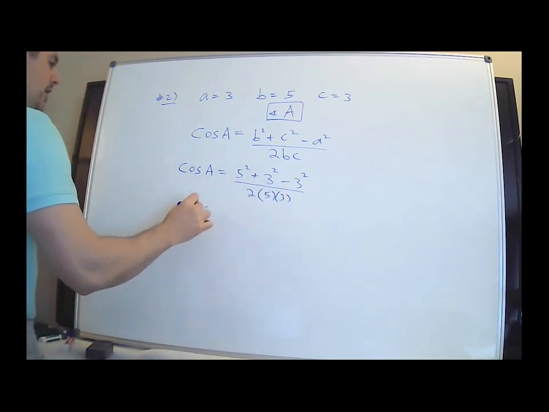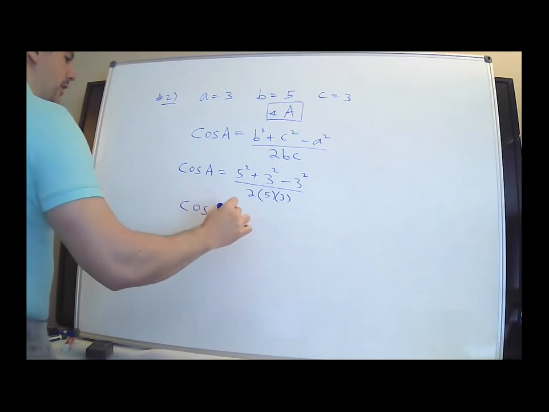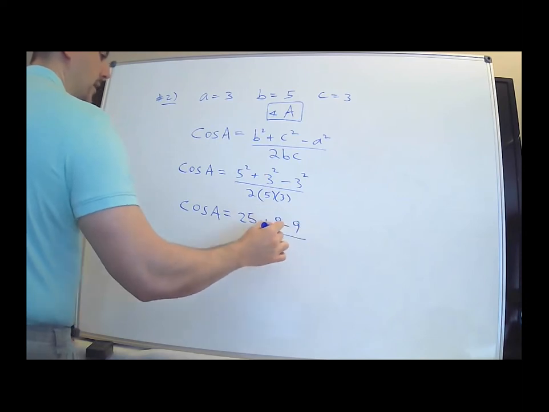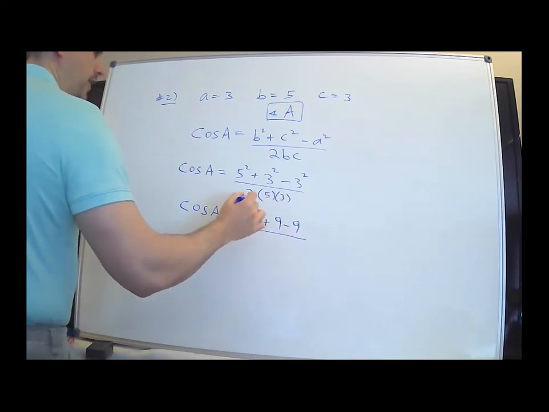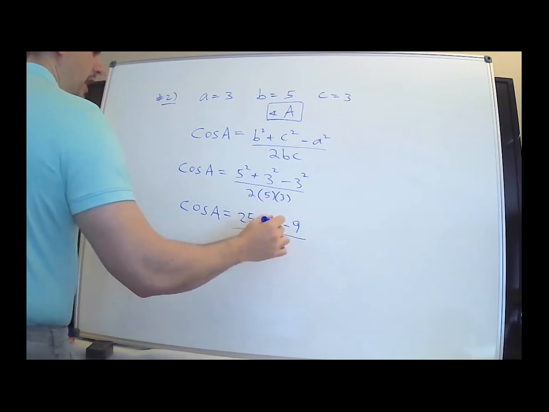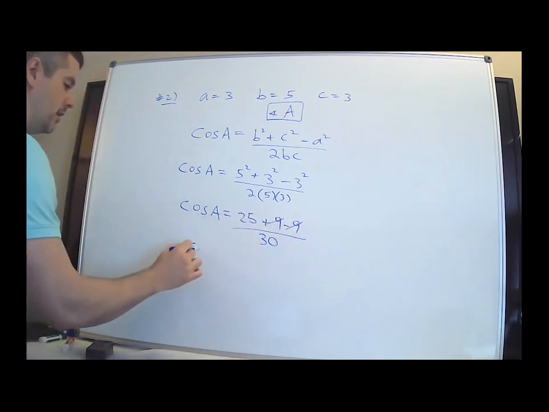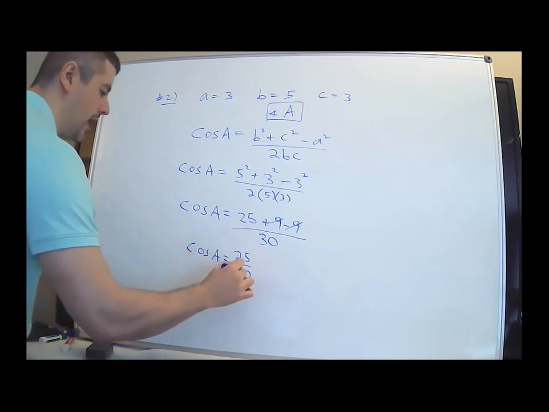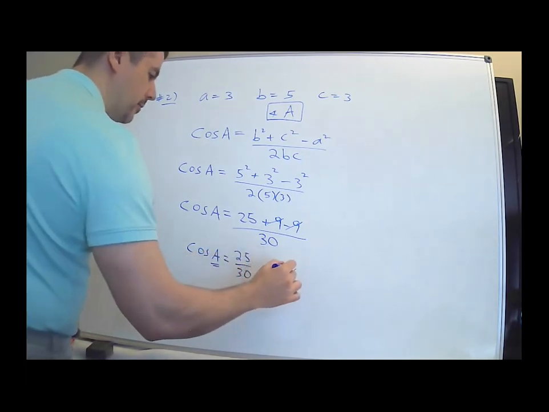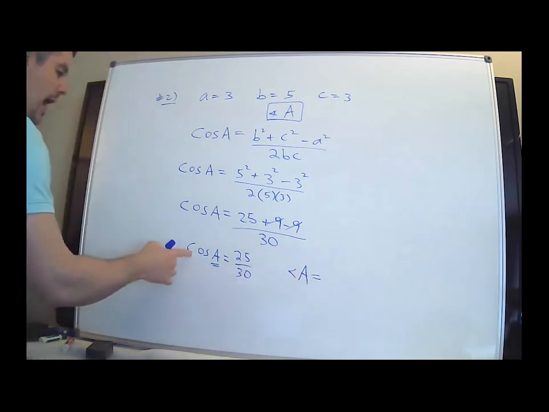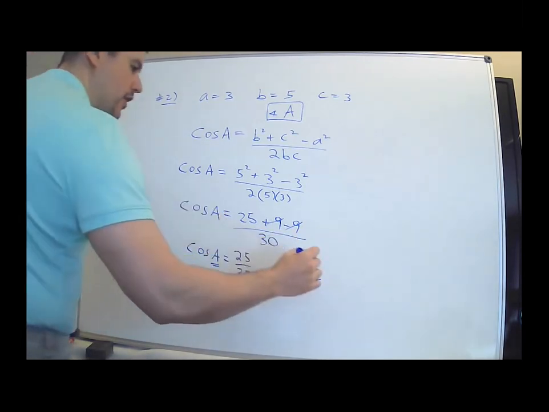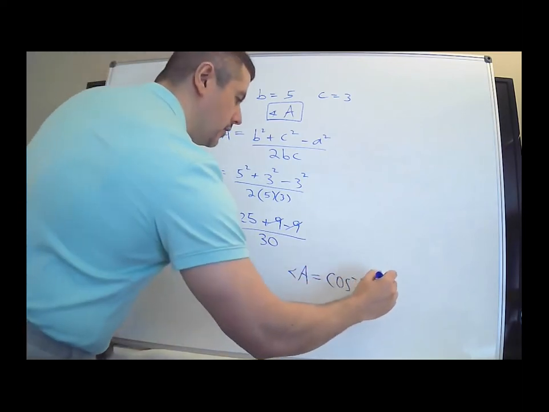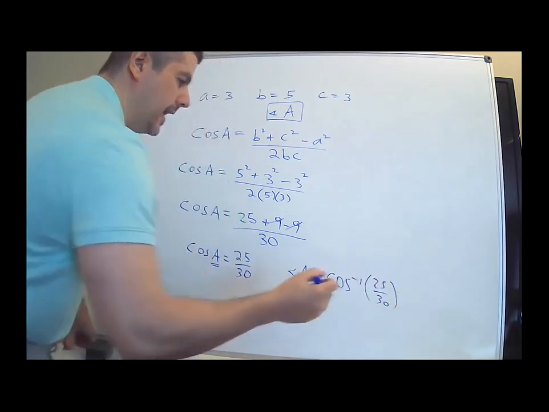Yay. You see, this one's pretty easy to do without a calculator, except for the last step. 5 squared is 25. You have plus 9 minus 9, which makes 0. 5 times 3 is 15, and then you double it, you get 30. This 9 and this 9, goodbye. So you get cos A equals 25 over 30. But I want to know what angle A is. For me to get angle A, I have to do the opposite of the cosine, which is the inverse cosine. So you do cosine minus 1 of 25 over 30.